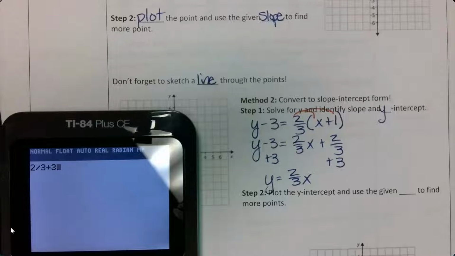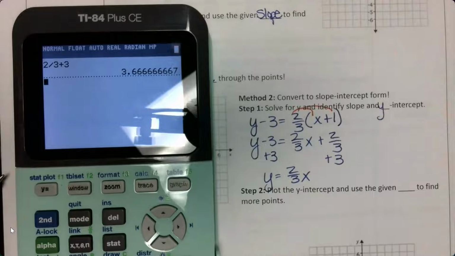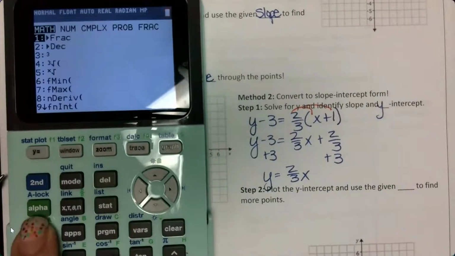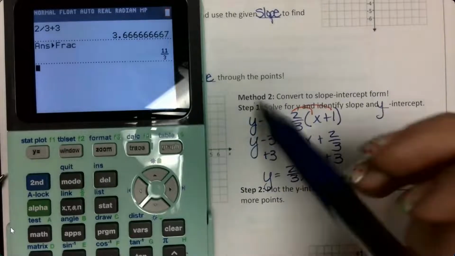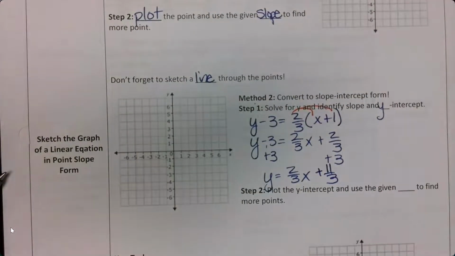Okay, so I want to do 2/3 plus 3. My calculator gives me this decimal. Do I like decimals? No. What do I do to turn it back into a fraction? Math, right under the alpha button, and then I press enter twice. 11/3. In Algebra 1, we like using improper fractions because a lot of times it's related to slope, and it helps us graph with slope.